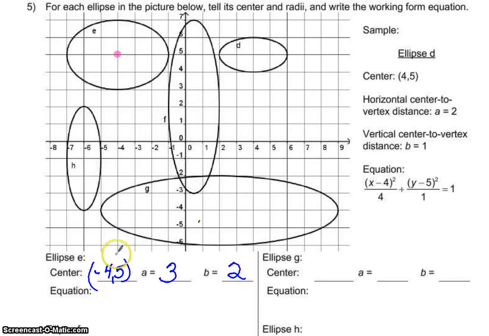So when I write my equation, I know I'm going to have X, because that's a -4, it's going to be +4. And that's going to be squared. And that's going to be over my A squared, which is 3 squared, so that'll give me a 9. Plus my Y minus my 5 squared over my B squared, which would give me 4. And that's going to be equal to 1.